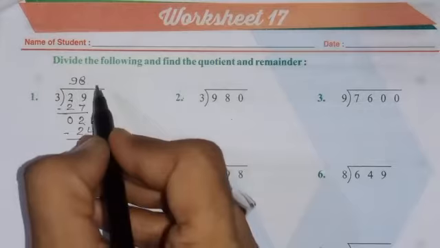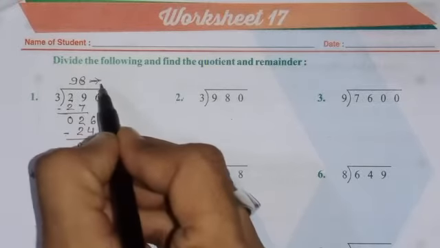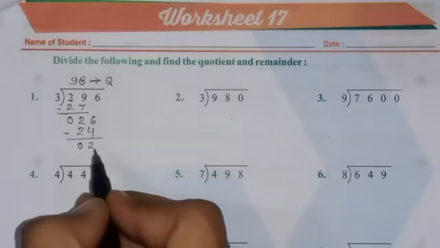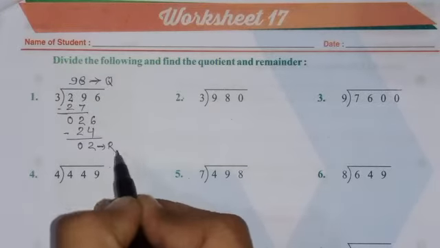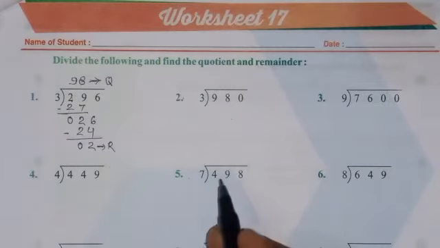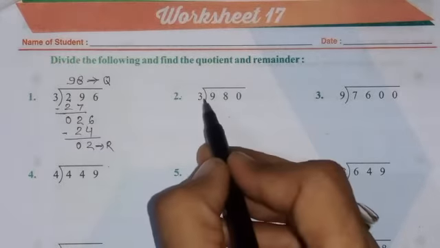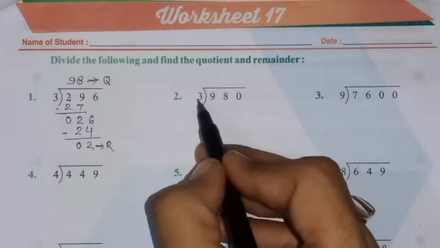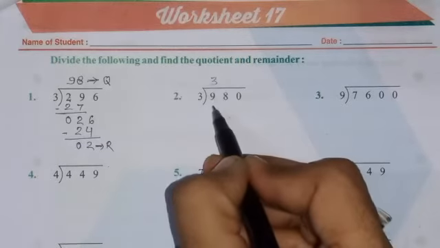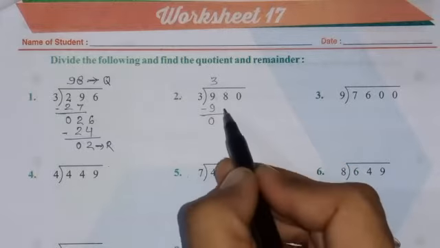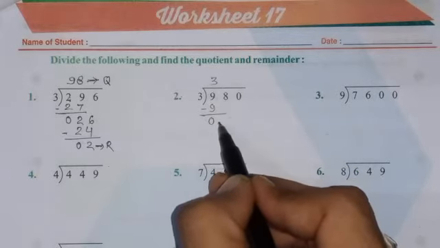This is quotient. You can mark an arrow and write down Q for quotient, and this one is remainder. Okay students, similarly we have to divide the remaining questions. So on dividing 9 by 3, 3 3s are 9. On subtracting you will get 0. Now write down the next digit 8.